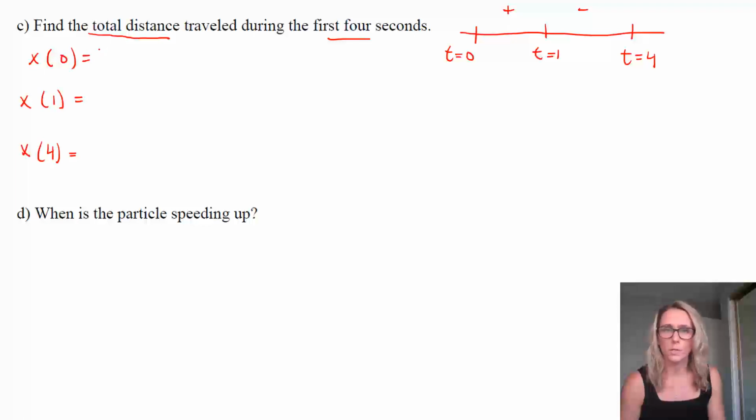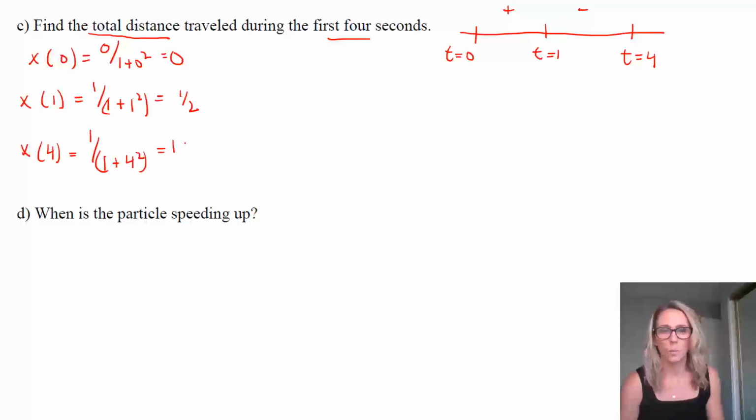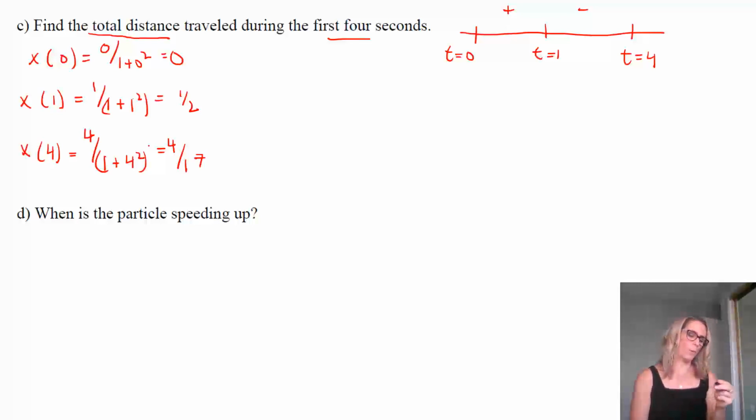Okay, so the first thing I'll do, I'm going to have 0 over 1 plus 0 squared. That gives me 0. So the function is at t being 0 and x of t being 0 at 0. At t equals 1, I have 1 over 1 plus 1 squared, and that's 1/2. And then at 4, I have 4 over 1 plus 4 squared, so 4 over 17, because we have a t at the top. Okay, I was just getting crazy with my ones.